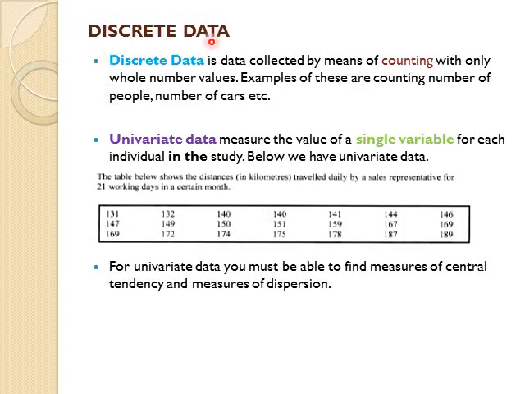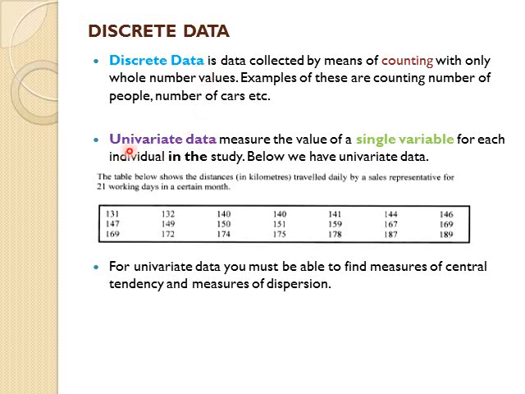Now, discrete data. This is data collected by means of counting with only whole number values. So your basic natural numbers 1, 2, 3, etc. Examples of these: counting number of people, number of cars, etc. So certain things don't have fractions, and therefore they are referred to as discrete data. We don't have half a person or half a car. We're counting trees, we're counting various items where we do not have fractions involved. They are referred to as discrete data.